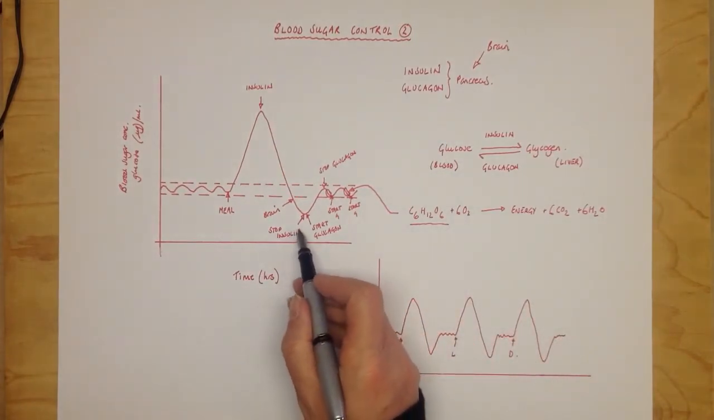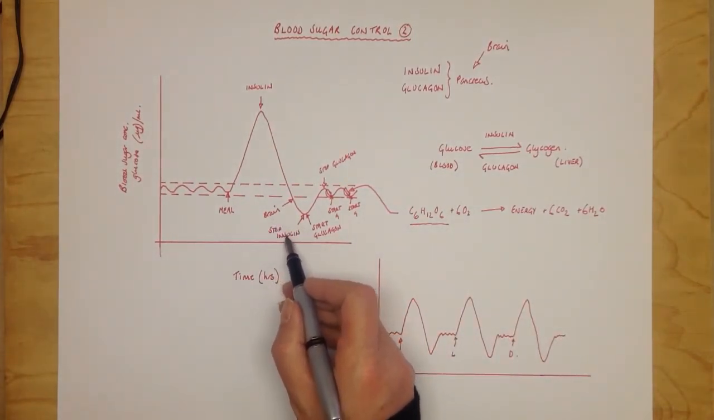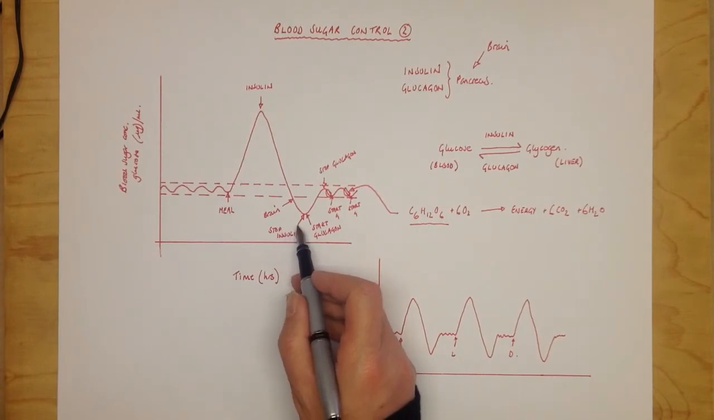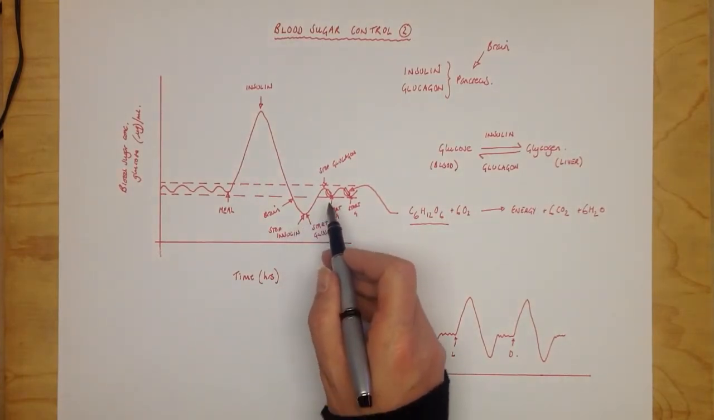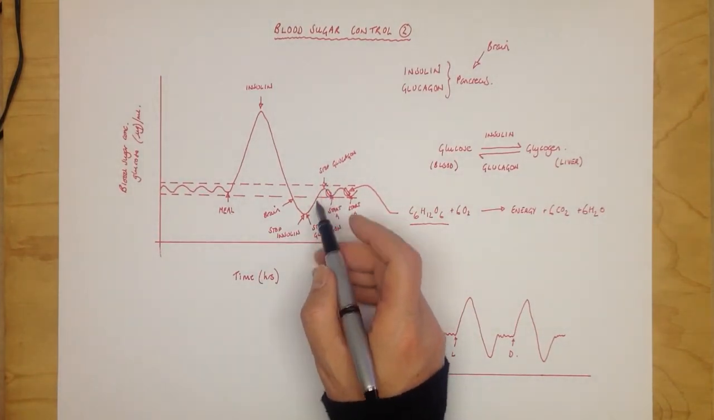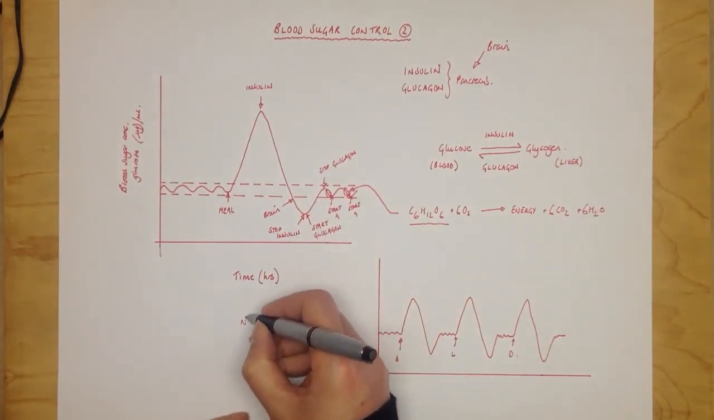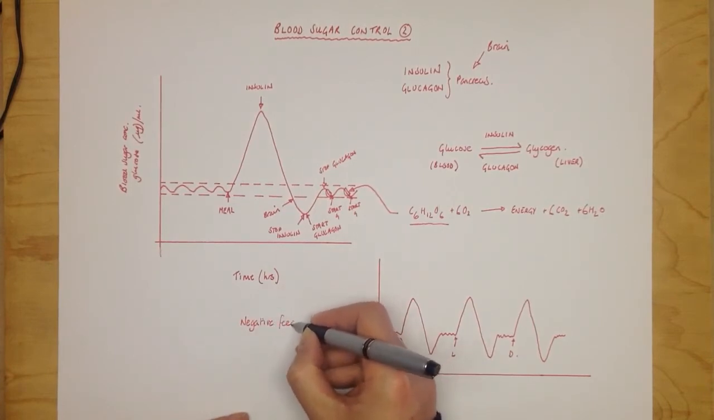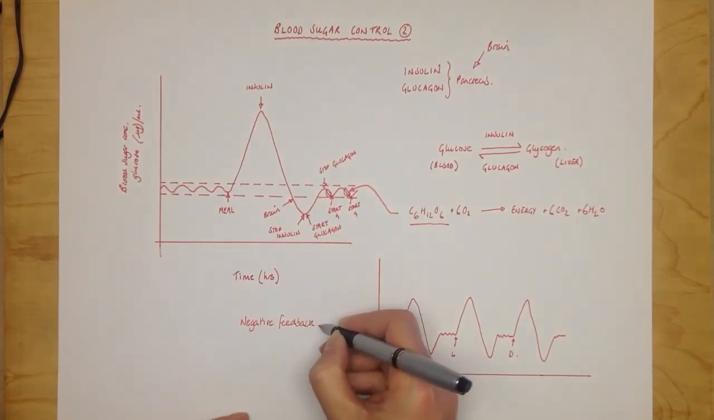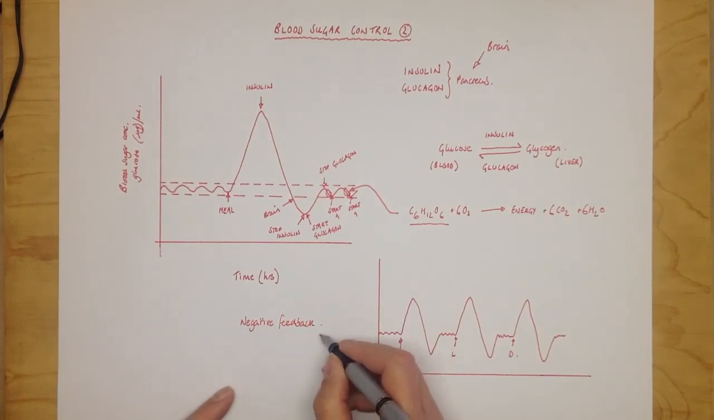Another important thing you need to know: when a hormone is told to be stopped, when the brain tells the gland to stop making insulin, or to stop making glucagon, that's an example of what's called negative feedback. So the command from the brain to stop is called negative feedback.